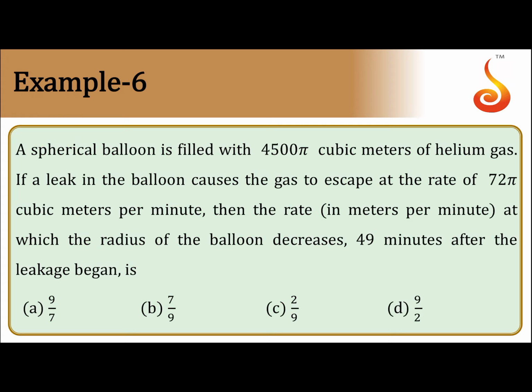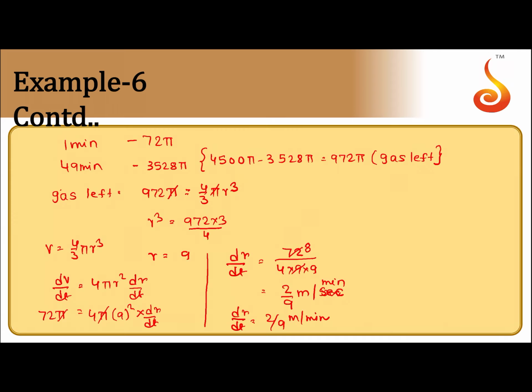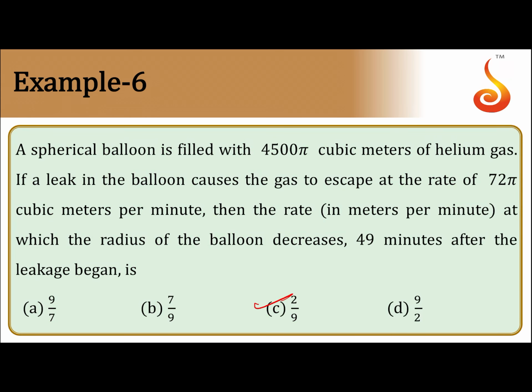So, the spherical balloon is filled with 4500 pi cubic meters of helium, and what you have to find: if the leak of the balloon causes the gas to escape at 72 pi cubic meters per minute, the rate at which the radius of the balloon will decrease is 2 by 9 meters per minute.